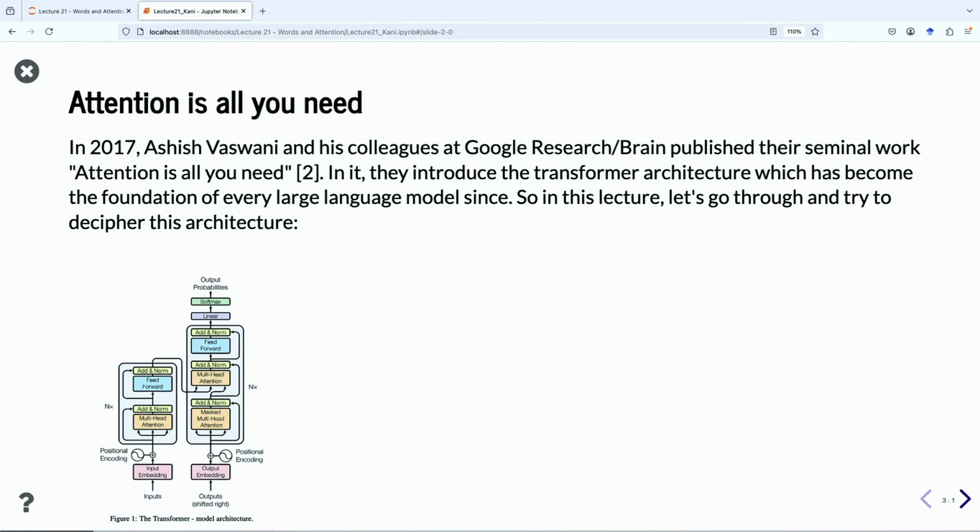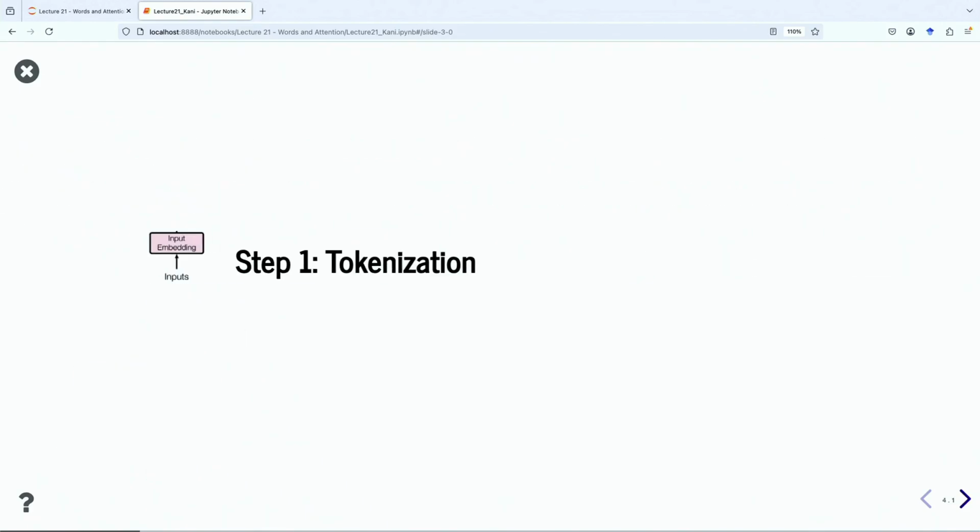Okay. So in this lecture, we're just going to step through this little model and try to decipher each of the steps. And then hopefully once we've got a hang of that, next time we could talk about more complex iterations of the transformer model. So, transformer model. Step one.